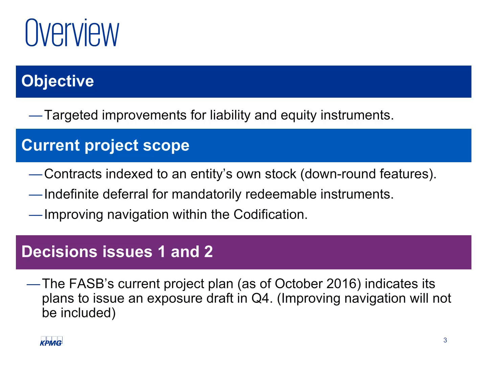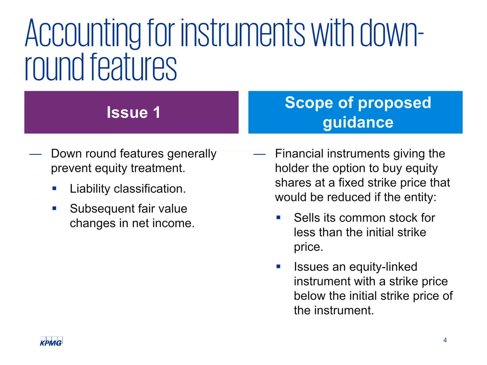FASB has made decisions on the first two issues, down round features and the indefinite deferral for certain mandatorily redeemable instruments. The rest of this podcast is going to focus only on those two issues. As you can see at the bottom of the slide, an exposure draft is expected in the fourth quarter of 2016. Note that the improving navigation portion of the project scope is not going to be in this Q4 exposure draft. The first issue that FASB decided on is accounting for instruments with down round features.